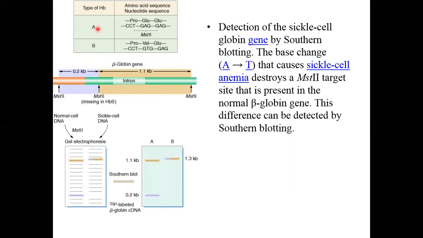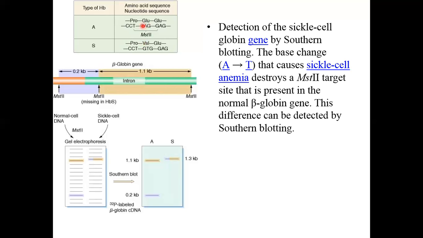Here you can see this CCT creates proline, GAG creates glutamic acid. So in the sickle cell anemia patient, CCT creates proline, GTG creates valine, and GAG creates glutamic acid. Here is only a single change, which is converting glutamic acid into valine. This is not glutamine, glutamic acid, into valine.